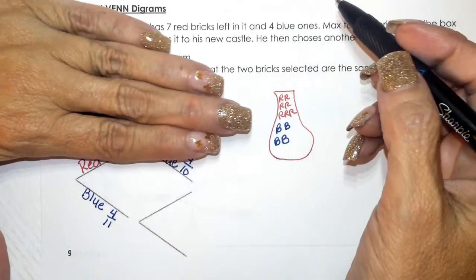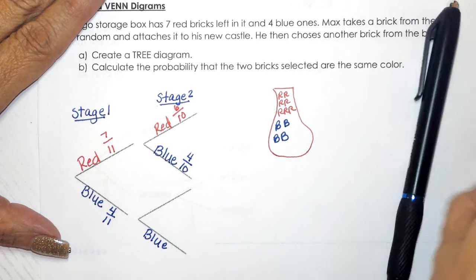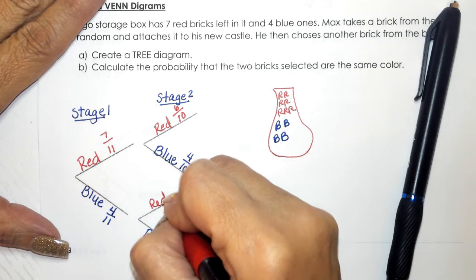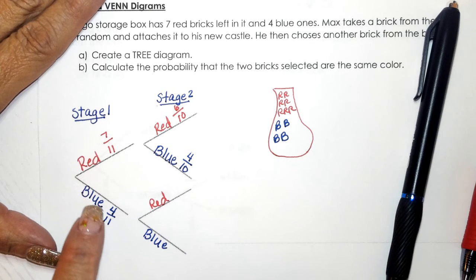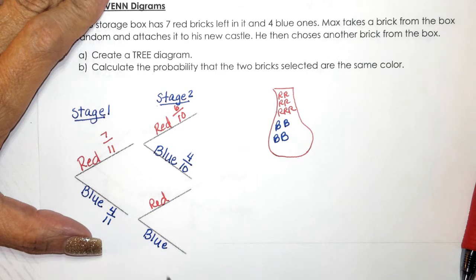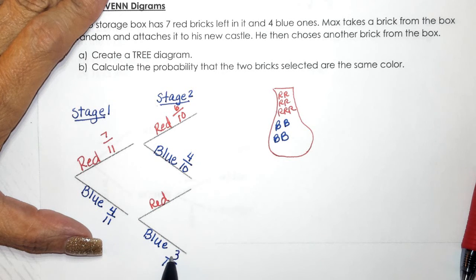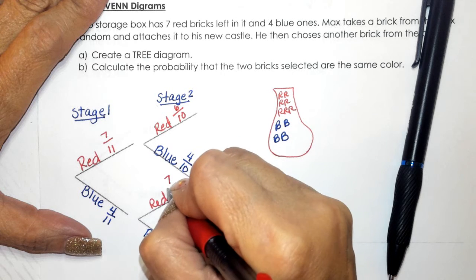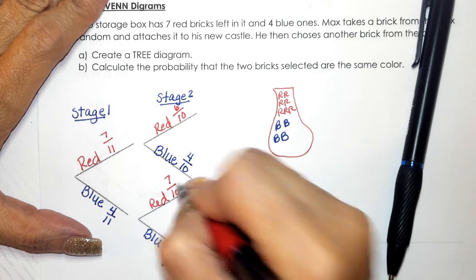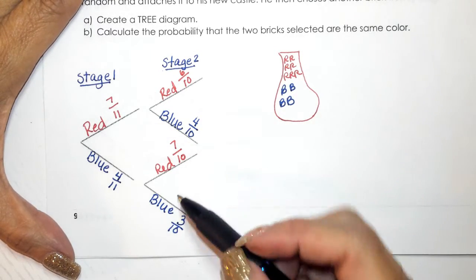Now let's go down here. So we're going to have blue and red. Stage 1, here we drew out a red one. Now this one says, what if we draw out a blue one? Well, I'm back down now here on the blue line. Instead of having 11 bricks, I only have 10, but one of them that came out was blue. So that means I only have 3 blue left. On the red, I didn't draw any red out, but I did take out a brick, so I only have 10 left. So 7 of those are red of the 10.